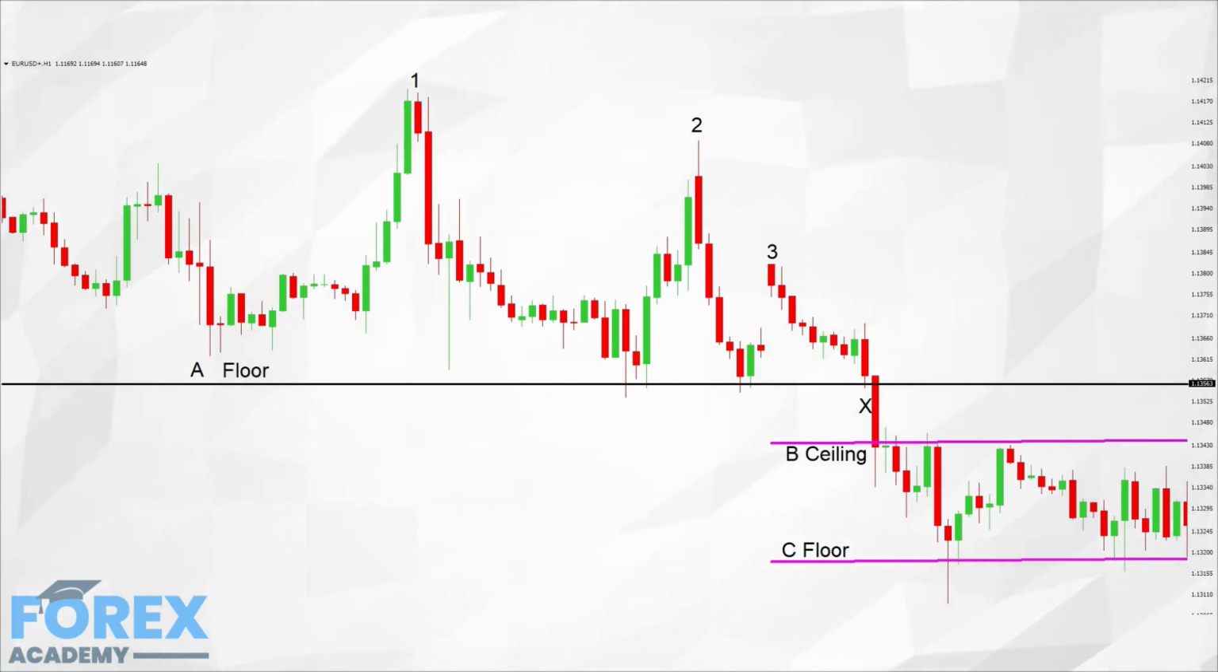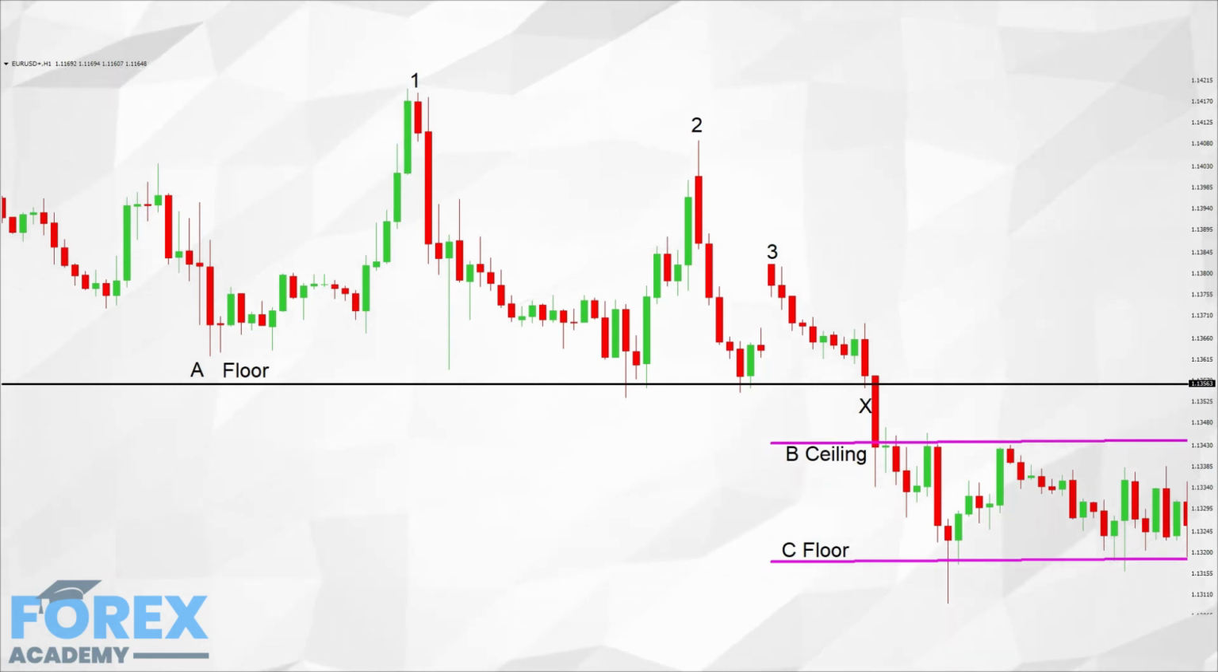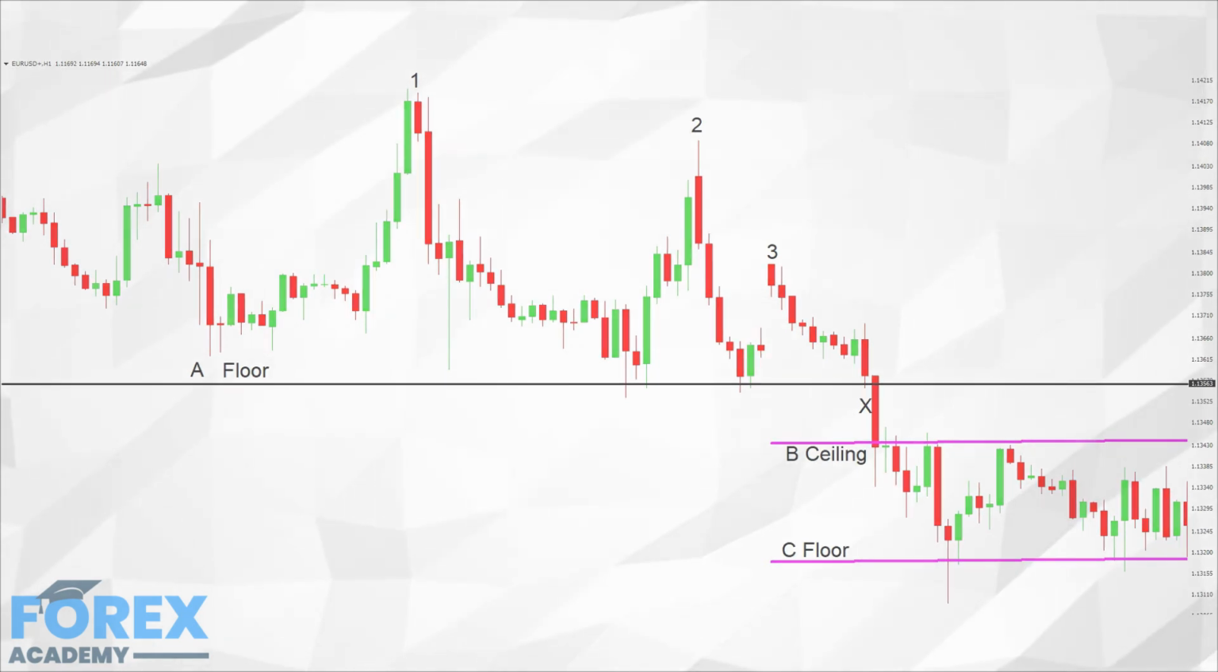This punches through the floor or support level. Therefore, this would have been the breakout candlestick that traders were looking for in order to go short on this pair. Price action continues to move to the downside, however we now see a new floor at position C and a new ceiling at position B, and where price action consolidates in a sideways trading fashion.